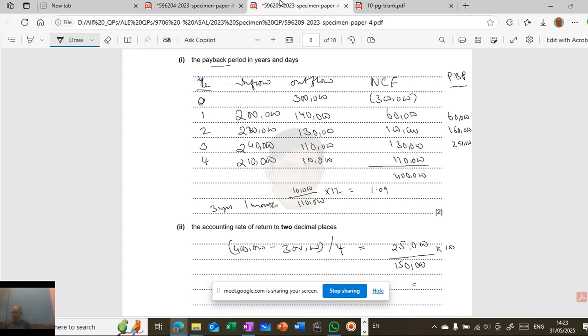How come average investment is 3 lakh? Okay. Average investment, so investment is 3 lakh, divided by 2.